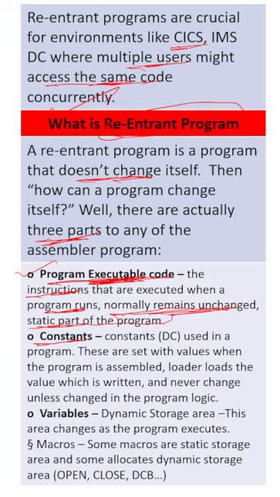And second is the constant. Here we set the value when the program is assembled, or when the loader loads the value, which is written, and it never changes unless we change it in the program logic. Constants never change. If we have defined a constant in the program, it will never change.